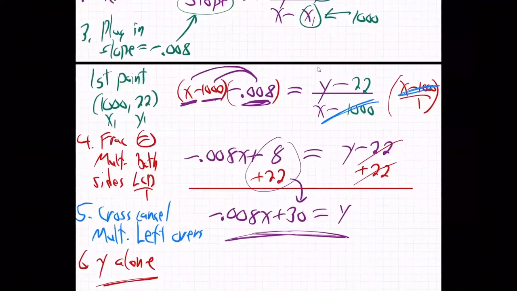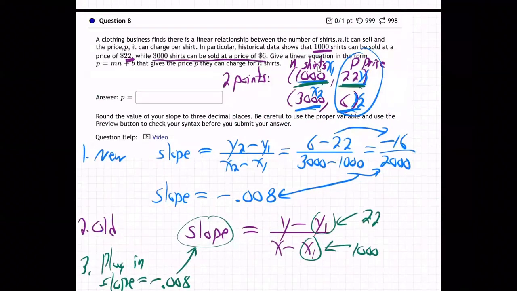Now, careful. They don't want y and x. You notice up here, they say that they want P equals mN plus b. They have P here. Well, how do we do that? That's really simple. Notice X is N, the number of shirts was in the x spot, and P is y. See, right in the beginning, I wrote 1,000, 22. That was number of shirts, price. That was x, y. So x is N, P is y.